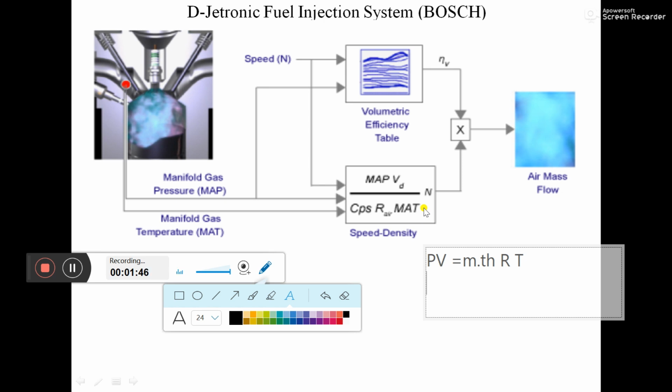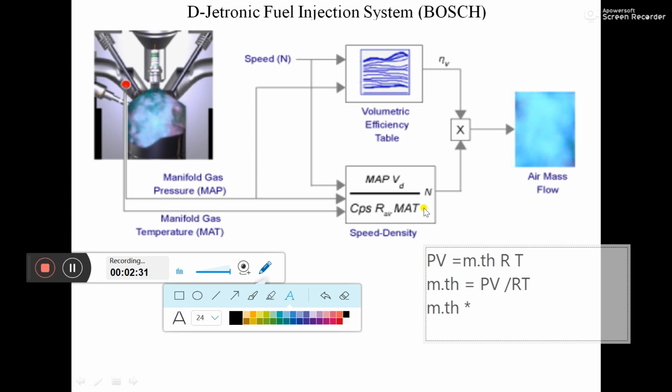So m theoretical here is equal to PV divided by RT. This is the theoretical mass per power cycle. Now if you want to calculate the theoretical mass per second, we have to take the effect of revolutions per second, or we should have an input of engine rpm. So we should multiply the thing which is coming here, that is m dot th, the theoretical mass, with speed.